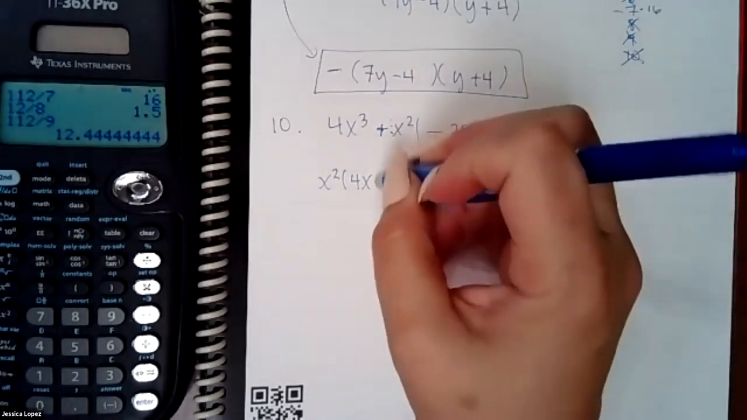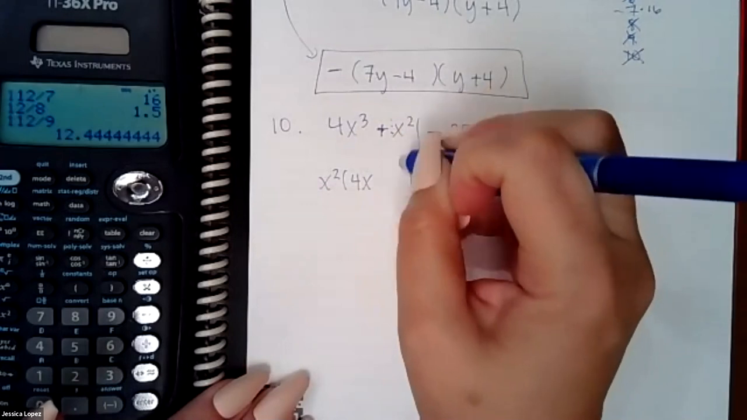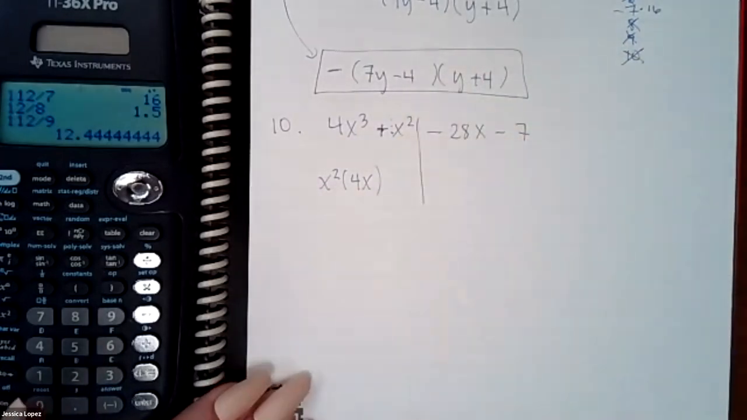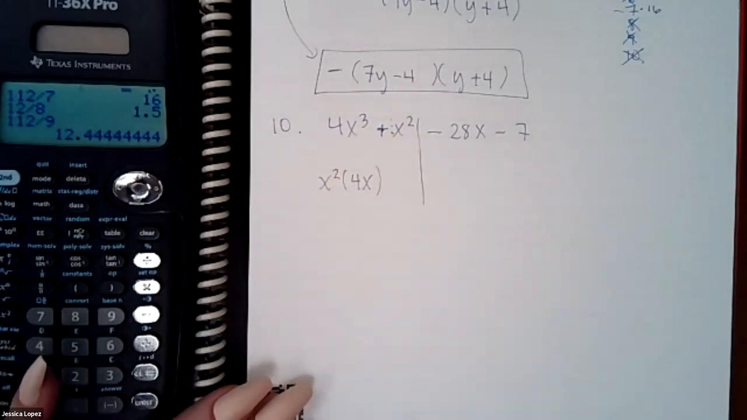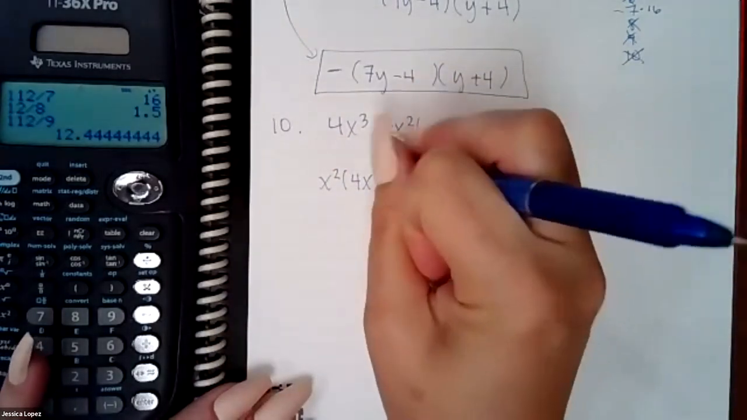Or I get people that don't put anything because they're like, oh, X squared and X squared cancel. So this is all I have. But if that's all I had, how am I going to get two terms, right? So you do have to have something over here.